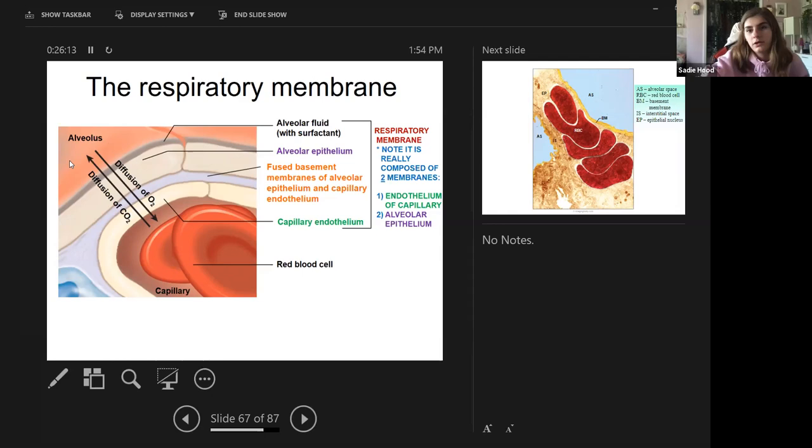Where is it lower? In the red blood cell? Nope. Oh, wait. Oh, it goes from high to low, so it'd be higher. Yeah, it'd be higher PCO2 here than in here. Yeah. The direction of the arrow indicates the flow of the gas, so we always go from higher to lower pressure, right?